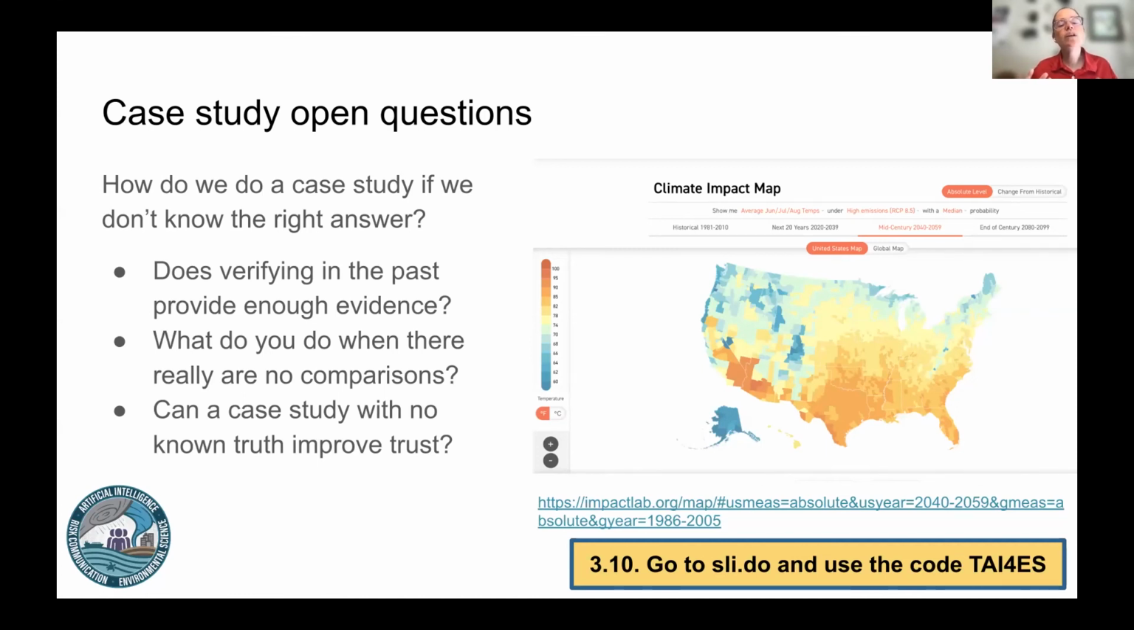And I want to think about climate, for example. How do we do a case study on climates when we don't know what the future is going to be, right? Can we verify in the past? Does that provide enough evidence? What do you do when there are really no comparisons out there? There is nothing. How do we compare to the next 100 years? We've got to wait 100 years. And the real question out of all of this: can a case study with no known truth, that is something that's doing a case study of what it's going to look like 100 years from now, improve trust? And with that, I will stop sharing me, and let's hop over to the Slido share.